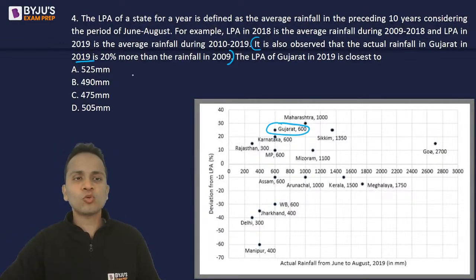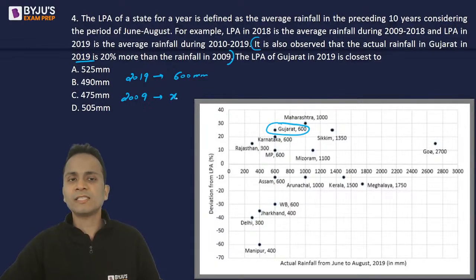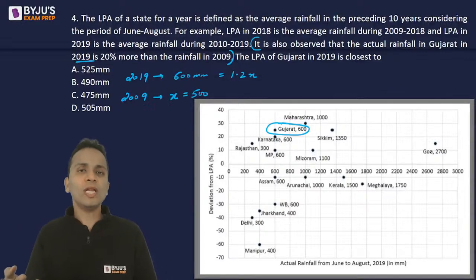Now, Gujarat's actual rainfall in 2019 is 600 mm. Okay, so from here I can find its rainfall in 2009. So 2019 is 20% more than the rainfall in 2009. So if 2009 is considered as X, then 2019 will be 1.2X. So from here the value of X will come out to be 500. If you have a basic understanding of percentages, you can do this orally as well.